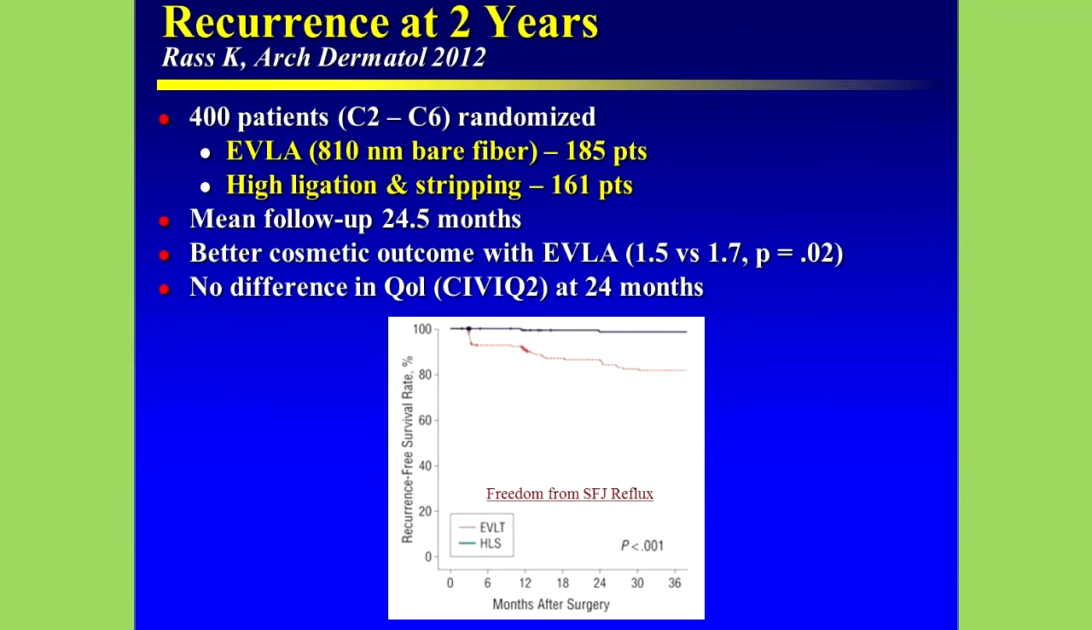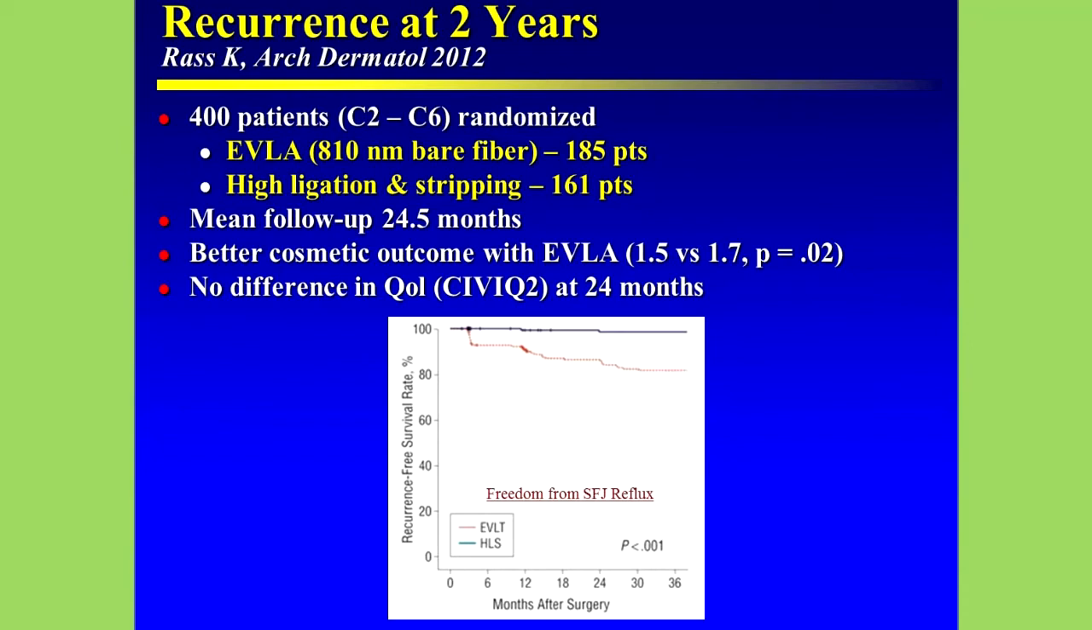So what does this look like clinically? And we can get some data from this from a couple of randomized clinical trials that have been performed. The first one randomized about 400 patients to either endovenous ablation or high ligation and stripping, and had about 2.5 years of follow-up, not long-term, but sort of mid-term follow-up. As all of us know, there was a better cosmetic outcome with endovenous laser ablation, but there was no difference in quality of life at 24 months between the two.